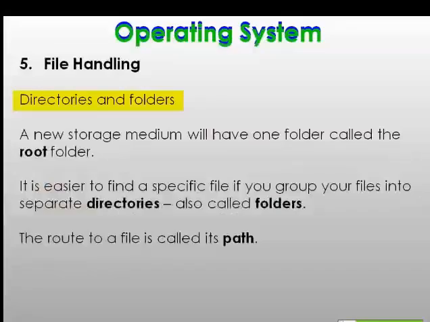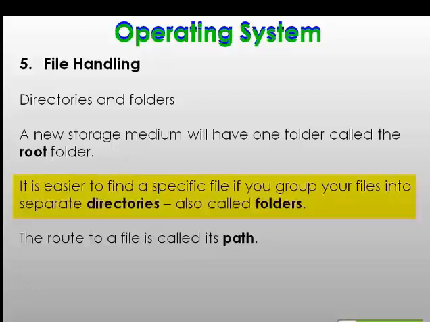Now let's move to directories and folders. A new storage medium will have one folder called the root folder. Directories and folders are the same. It is the place where we save our files. When we insert the USB in the computer, it will have a root folder, and sometimes it's called E or F. It is easier to find a specific file if you group your files into separate directories, which are also known as folders. So for example, if I have files for two different hobbies, sports and reading, it's better if I separate those files into two different folders.